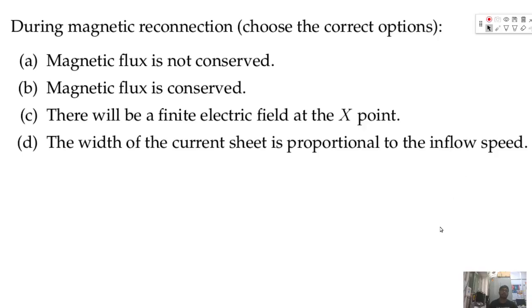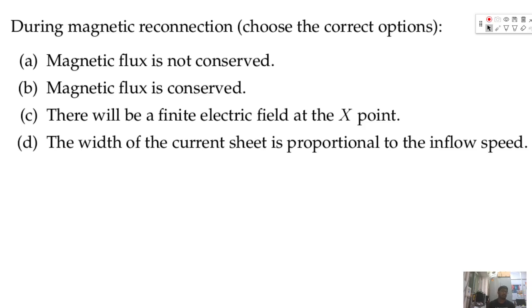So the second question is like: during magnetic reconnection, magnetic flux is not conserved, or magnetic flux is conserved; there will be a finite electric field at the X point; and the width of the current sheet is proportional to the inflow speed. Now, magnetic flux is not conserved basically, since this is a resistive process. Magnetic flux remains conserved only if we consider the advection process and your diffusion term is not dominant.